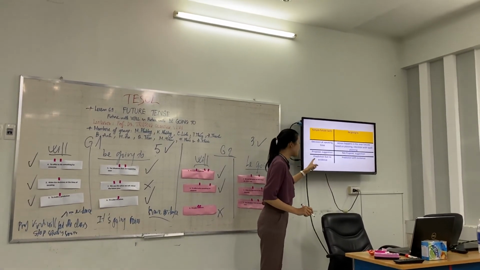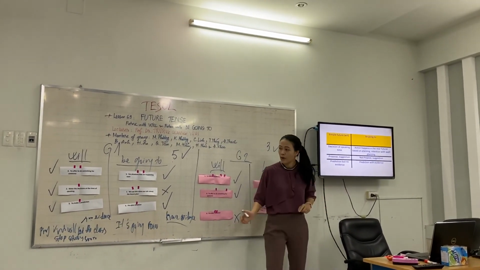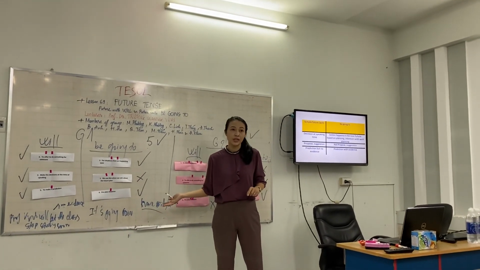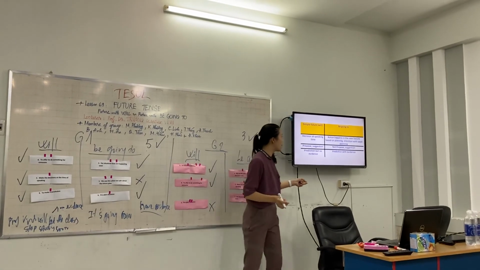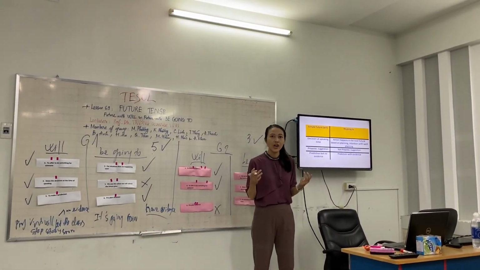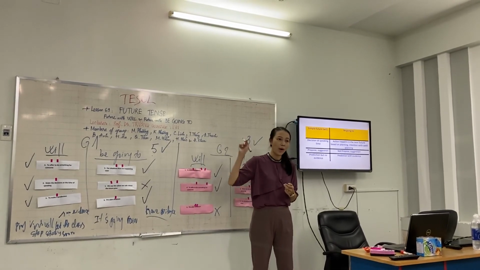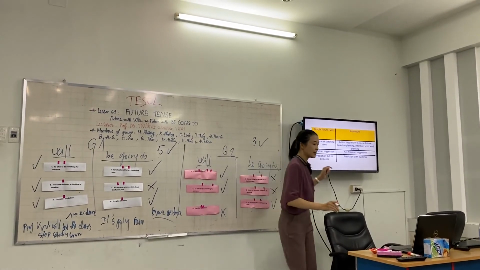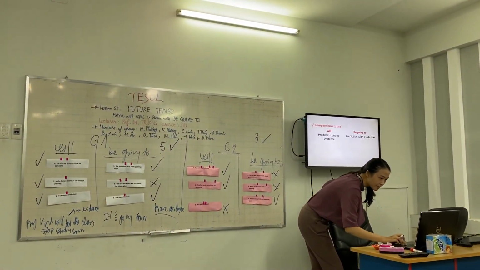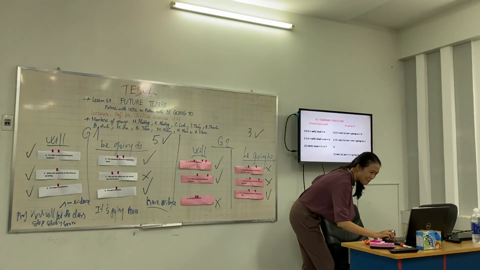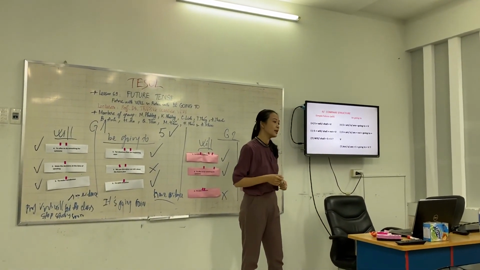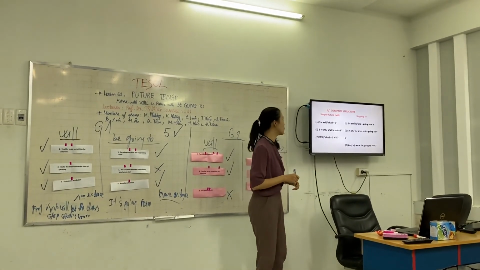Will prediction, but no evidence. For example, Professor Vin will let our class start studying soon. So no evidence for that. But the prediction with the evidence, we say that, okay, it's going to rain because of the dark weather. So this is the difference. And this is some example. This is some structure for the differences between will and be going to.